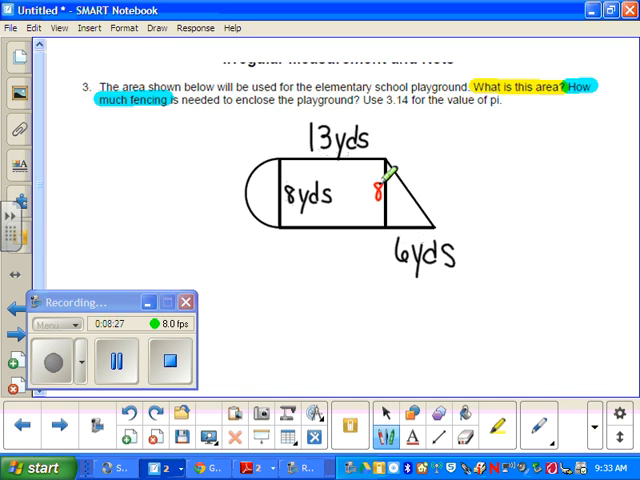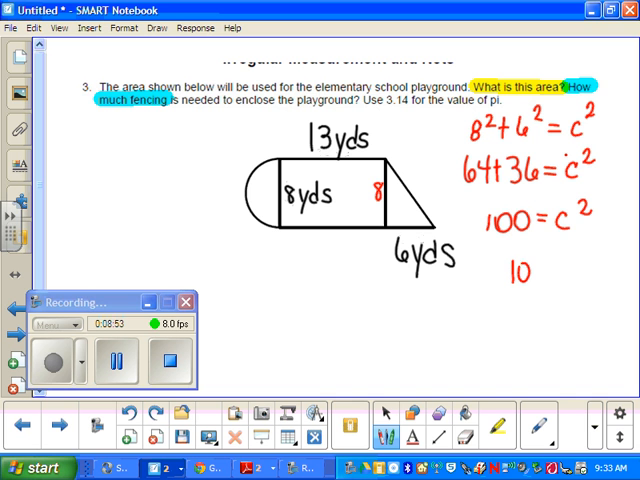So if I do a squared plus b squared equals c squared, it would be 8 squared plus 6 squared equals my c squared, which is my hypotenuse. And so 64 plus 36 equals c squared. So that's 100 equals c squared. So c would have to be 10. The square root of 100 is 10. So I know that side of my triangle is 10.